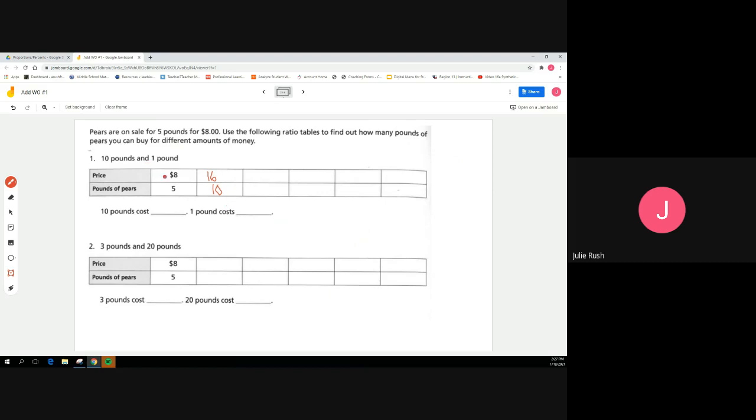And then I can easily get to 1 from 10 by dividing by 10. So I'm going to divide 16 by 10 and I get 1.6. So $16 for 10 pounds, and then $1.60 for 1 pound. Easy peasy. Okay, let's try number 2, 3 pounds and 2 pounds.